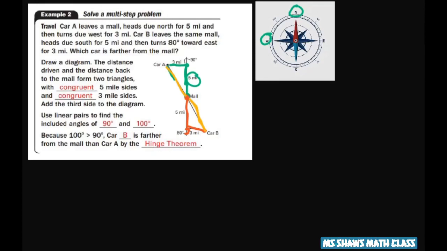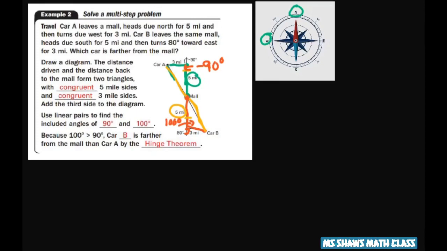So basically we've got to find these two angles. We know, first of all, that these two sides are congruent because they're both 5 miles. So we've got to find this angle, and that's going to be 90 due to the supplementary angle theorem. These two angles form a linear pair, so that's going to be 90. And this one here is going to be 100 degrees.